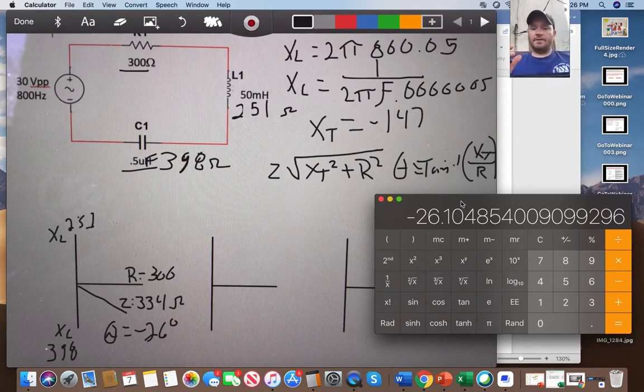Now you can pause the video and write all these formulas down if you need to. You should already have them anyway, but I'm going to erase these right now.